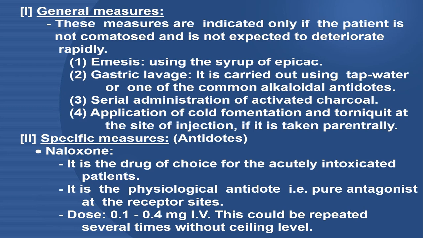Specific measures. Specific measures mean the antidote. Fortunately, there is a specific antidote of opioids. In the acute cases, naloxone is the best. It is the drug of choice for acutely intoxicated patients. It is the physiological antidote, that's to say it is a pure antagonist at the receptor sites. It is given in 0.1 to 0.4 milligram intravenous bolus. This could be repeated several times without a ceiling level. Sky is the ceiling.